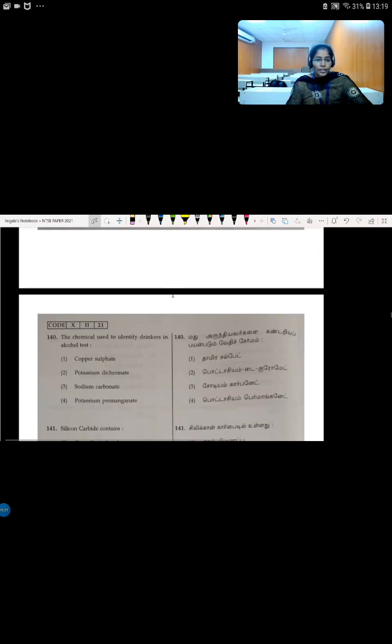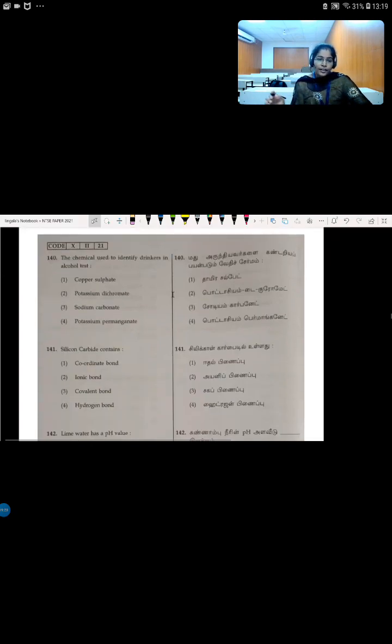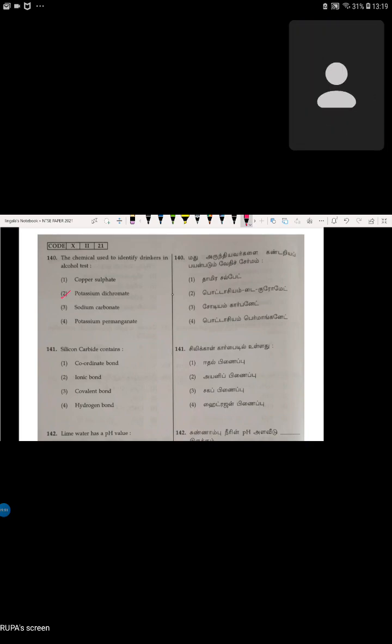Okay. Next, 140. This is the chemical used to identify drinkers in alcohol test. So breath analyzer. About alcohol test, in forensic chemistry, in applied chemistry it is there. So potassium dichromate is one of the substances present in breath analyzer. When the person consumed alcohol, blow air through that, it oxidizes the potassium dichromate. What is the answer for 139?